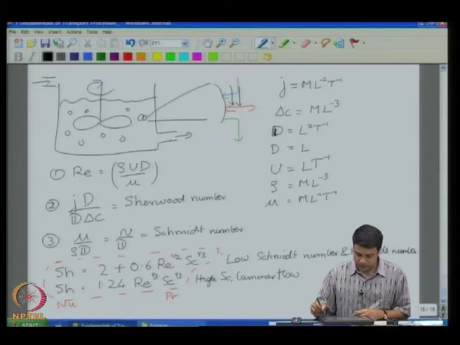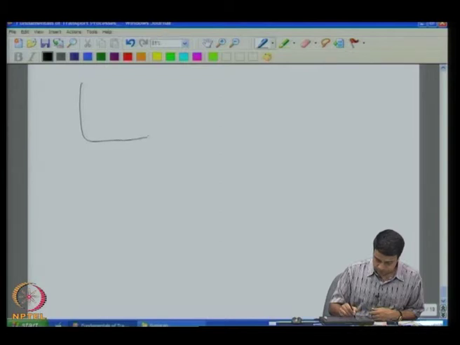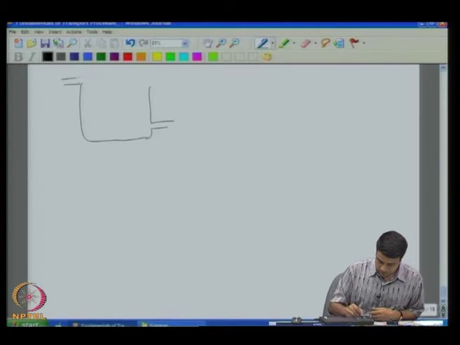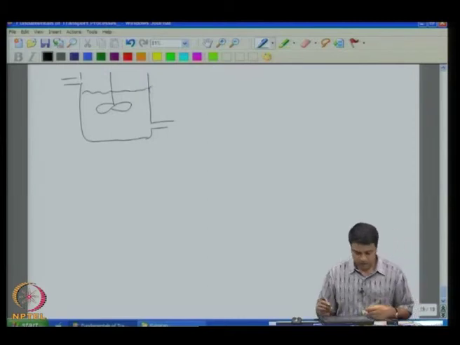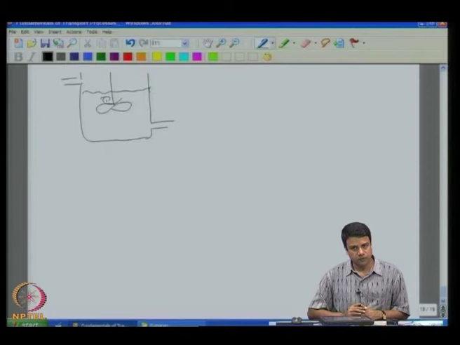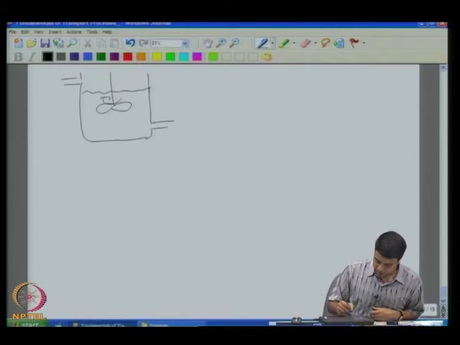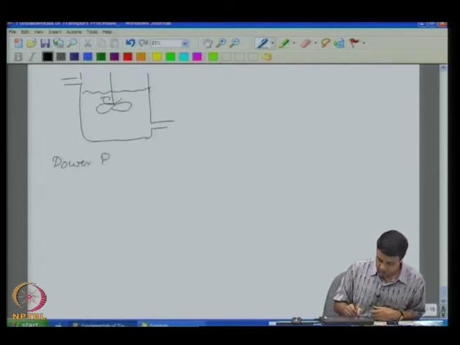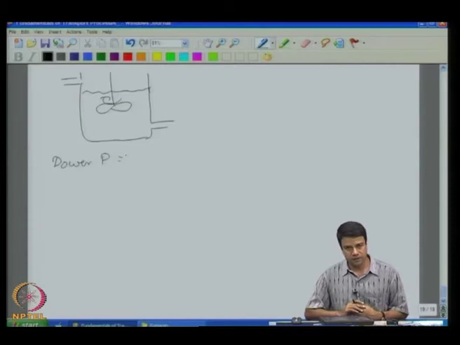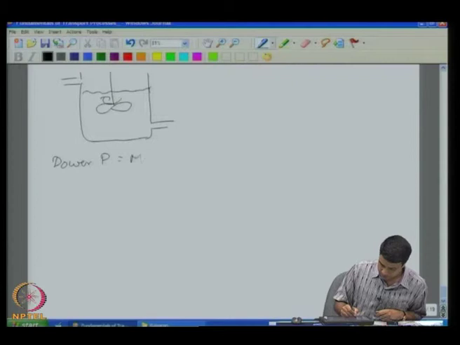So, let us look at the power requirement for the impeller. I have an impeller that is rotating in a fluid, and I want to estimate what is the power required for this impeller. So, what is the power? Power P is the rate of input of energy. Energy is m L square t power minus 2. The rate of change of energy is energy per unit time, so this is equal to m L square t power minus 3.